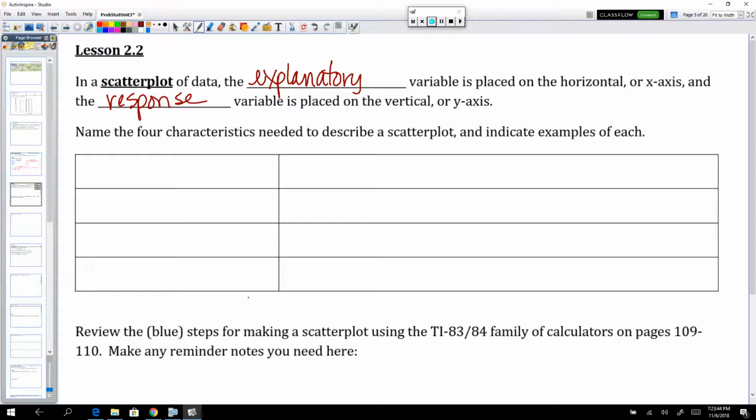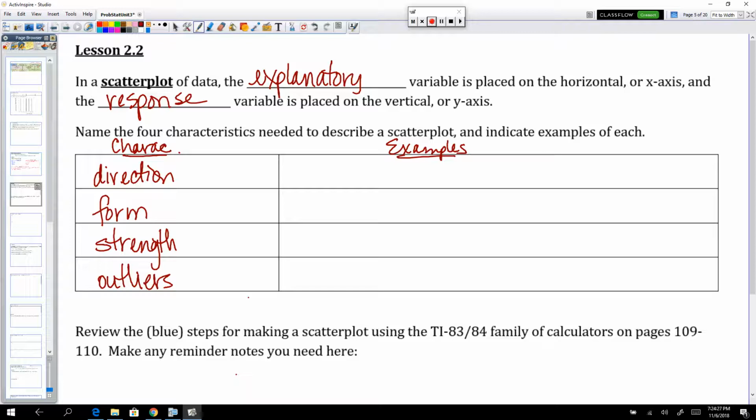Whenever we talk about a scatter plot, we have to talk about 4 things, right? Remember histograms were our univariate data, our one variable data. We had to talk about SOCS: shape, outliers, center, and spread. Well, now with scatter plots, with bivariate data, we have another 4 things we want to talk about. We always want to talk about direction, form, strength, and outliers. Okay? Now, what are the possible examples? So these are the characteristics and some examples.